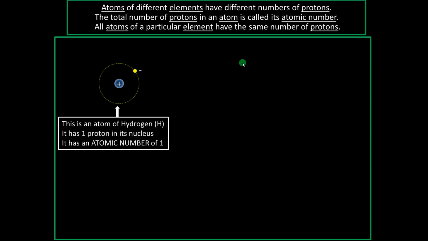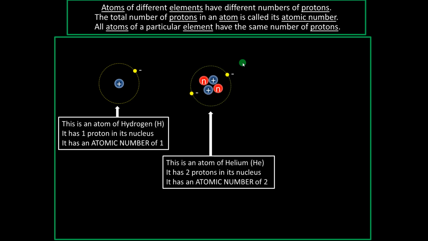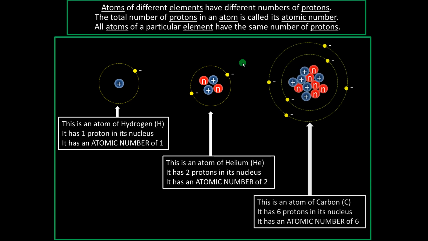So here's some examples. Simplest atom there is, hydrogen, 1 proton, 1 electron. Atomic number of 1 because of that proton. Helium, next atom in the periodic table. 2 neutrons here, but no effect on the atomic number. It's just the 2 protons that mean it's got an atomic number of 2. And finally, carbon, 6 protons in the nucleus, so an atomic number of 6.